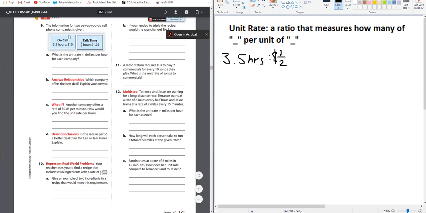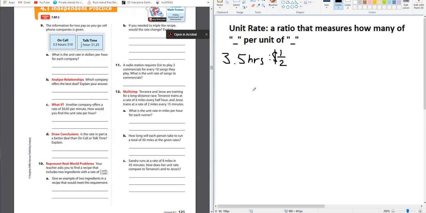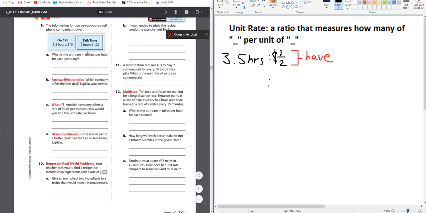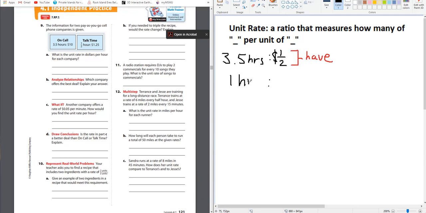The way we're going to do this is we're going to use the butterfly method. Now, for butterfly method, there's going to be two parts. The first part is you need to know what you have. So this is what we have. This is what was given to us. And then you want to know what you want. I want to know the unit rate, dollars per hour. So I want to know how much it costs for 1 hour.